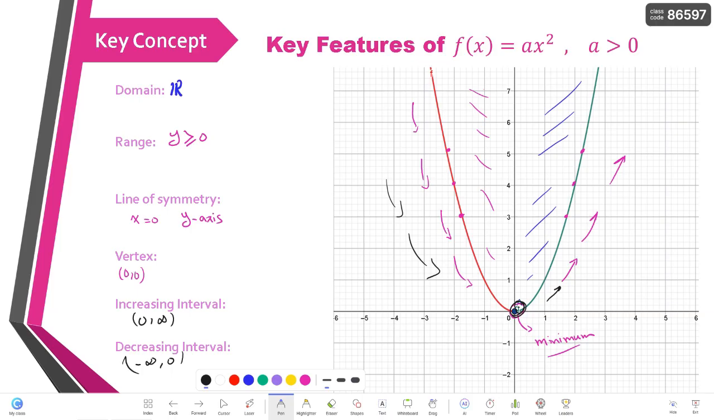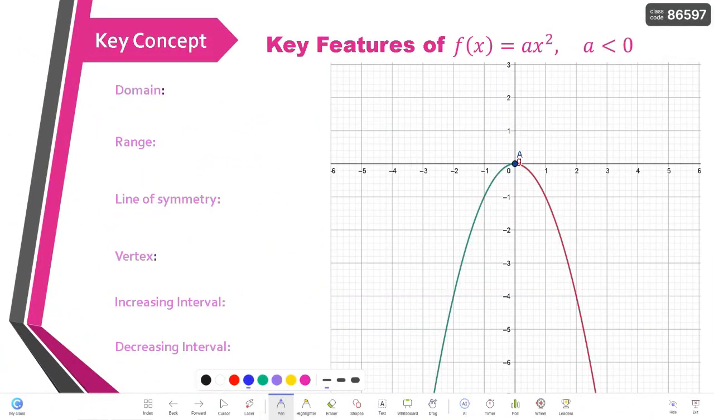So what would happen if a is less than 0, or a negative number? So let's see together what would happen in this case. As you can see here right now, we still have the same graph, but this graph is upside down. So when a is less than 0, or a negative number, what are the things that are changed in the features of the function?